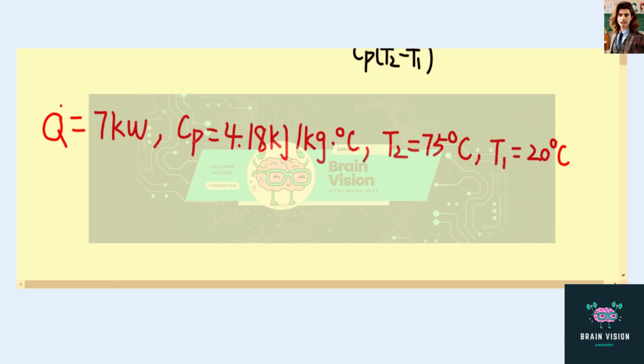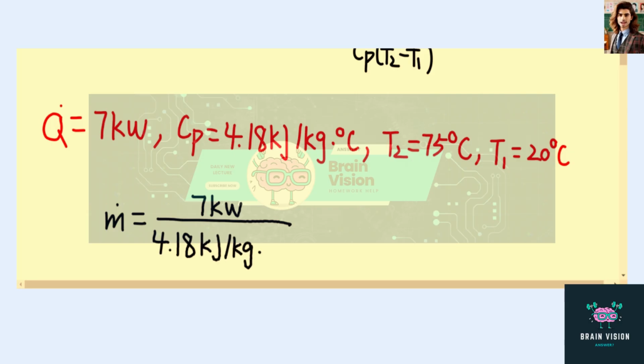The specific heat for the water is 4.18 kilojoule per kilogram times degree Celsius. We know T2 is 75 degrees Celsius and T1 is 20 degrees Celsius. So we can determine the mass flow rate of the water by plugging in the values, which is equal to 7 kilowatts over 4.18 kilojoule per kilogram times degree Celsius, and then times 75 degrees Celsius minus 20 degrees Celsius.